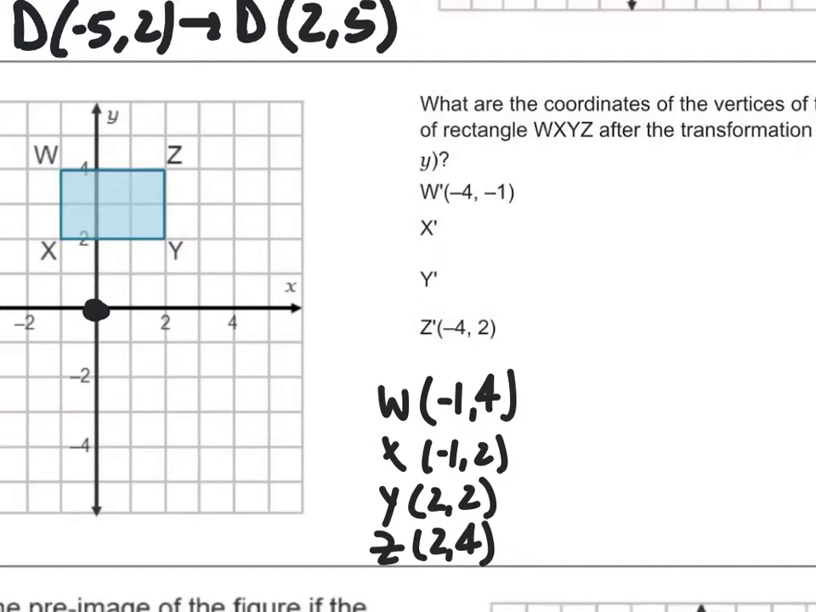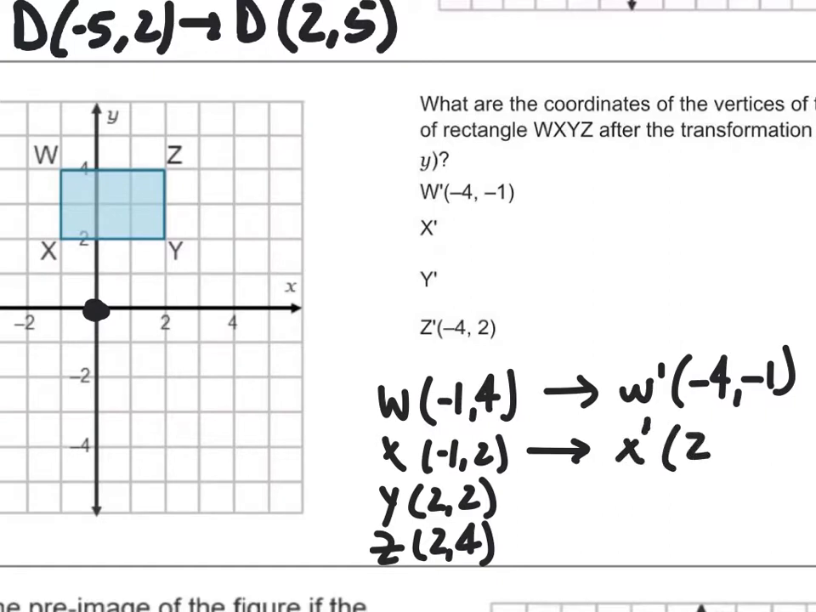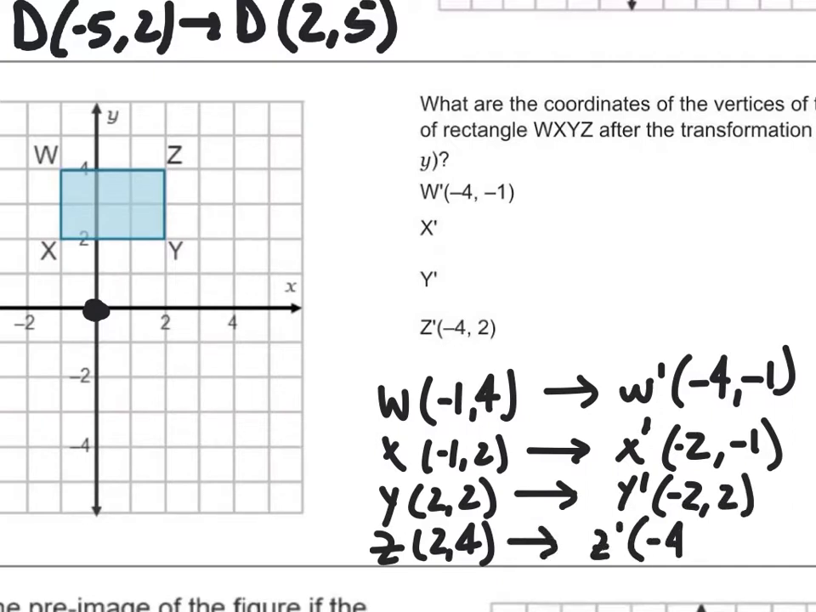To get my new value for W prime, I'm going to have the point (-4, -1). So I switch my x and y values, and my y value that was here becomes negative, the opposite over here. To get X prime, I switch those up, so I'm going to have (-2, -1). To get Y prime, it's going to be (-2, 2). And to get Z prime, we're going to get (-4, 2).